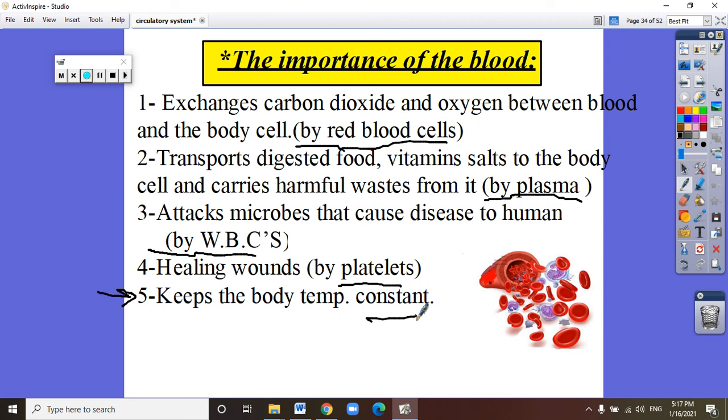Okay, and it's a very important question, and we can find it a lot in the exams: give the scientific term for a component in the circulatory system that keeps the body temperature constant. So it's the blood. So we finished the heart, the blood vessels, the blood. We finished all the components of the circulatory system.